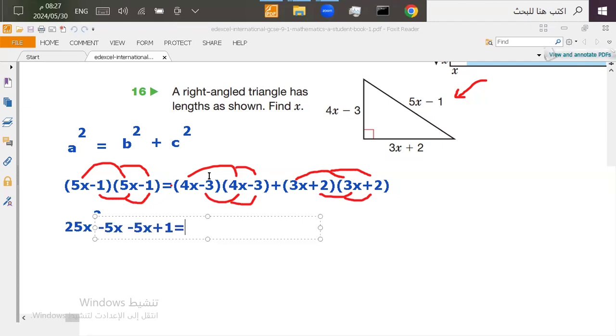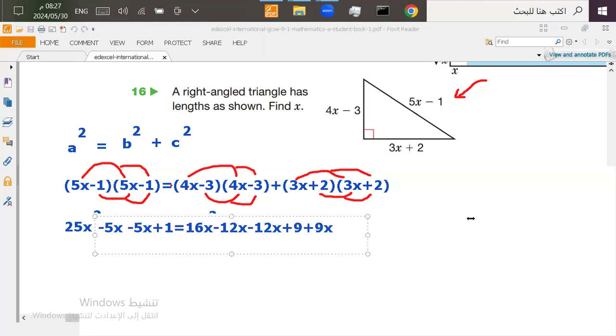So here 4x times 4x is going to be 16x power of 2. Focus on the powers. 4x times negative 3 is going to be negative 12x. And then same idea, negative 3 times 4x is going to be negative 12x. And then negative 3 times negative 3 is going to be positive 9. And then we have the plus sign. And then we multiply 3x times 3x, which is going to be 9x power of 2.